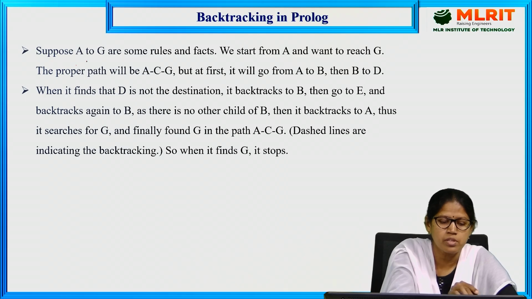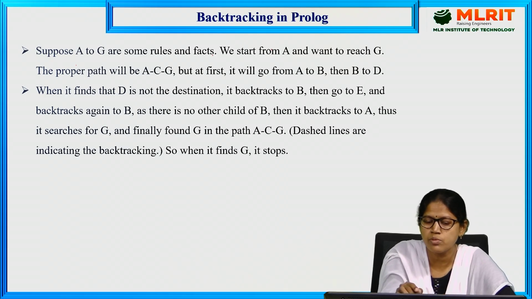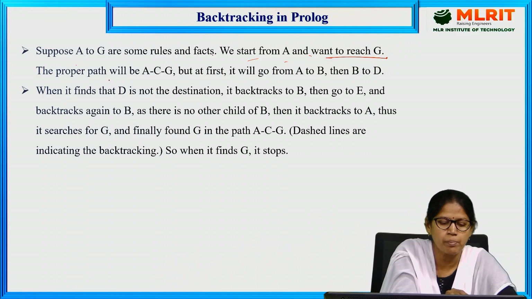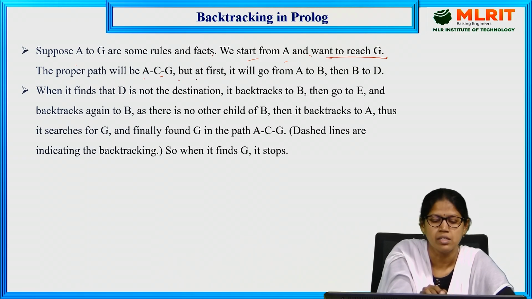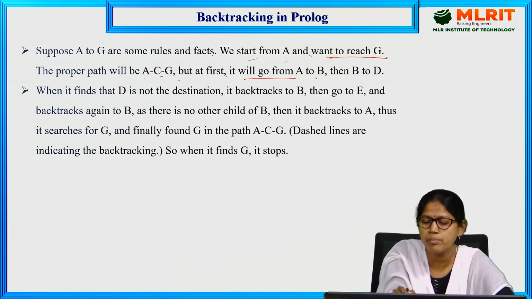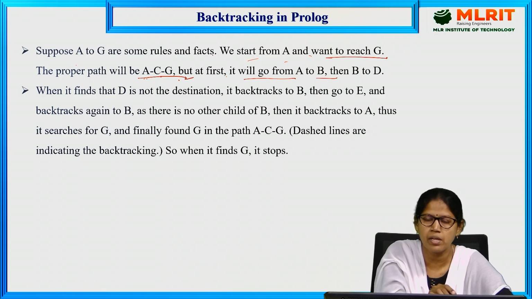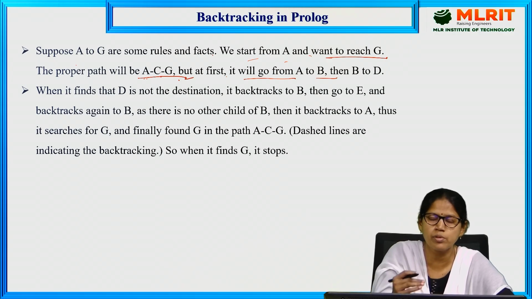Suppose A to G are some rules and facts. We start from A and want to reach G. The proper path will be A, C, G. But at first it will go from A to B, because that is the path it explores first. Only when we reach that path do we come to know that A, C, G is the correct path. Before that, we don't know how to reach G. So we need to explore each and every node from left to right and from top to bottom.